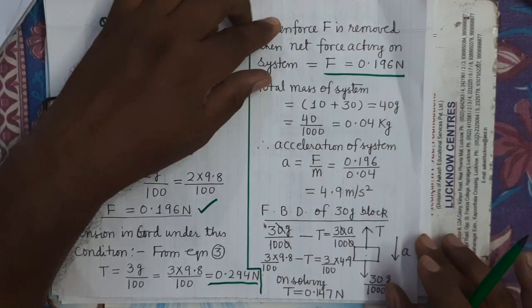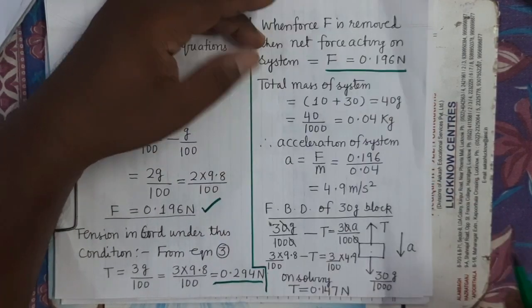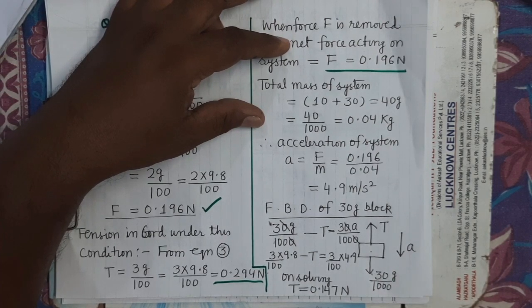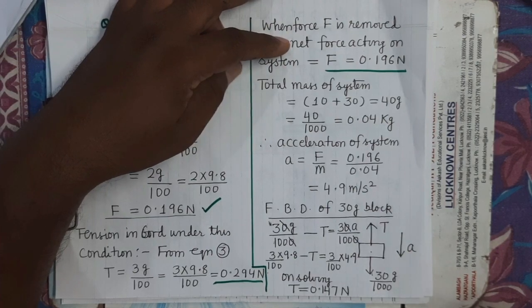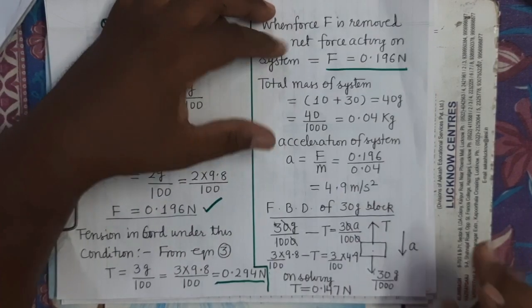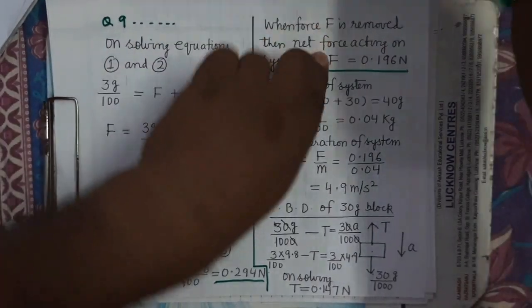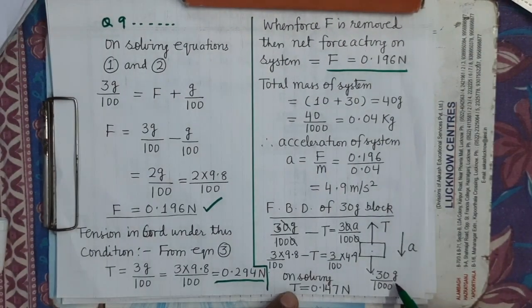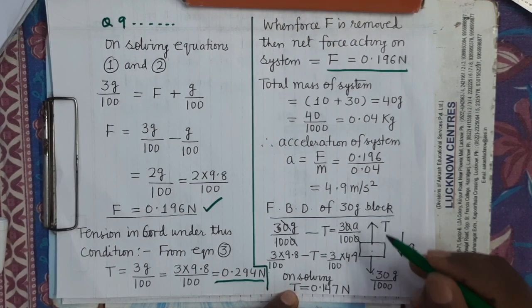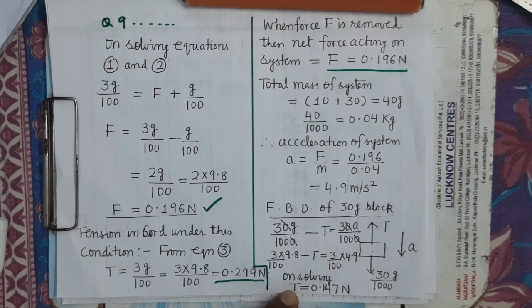Now what will be the free body diagram of the 30 gram block here? You can see, for this 30 gram block, the force 30 g upon 1000 is acting in the downward direction. Tension T is acting upward, and the block is moving in which direction? Downward. So which force will be bigger? 30 g upon 1000 will be bigger, and T will be smaller. So 30 g upon 1000 minus T equals its mass, 30 upon 1000, into acceleration.